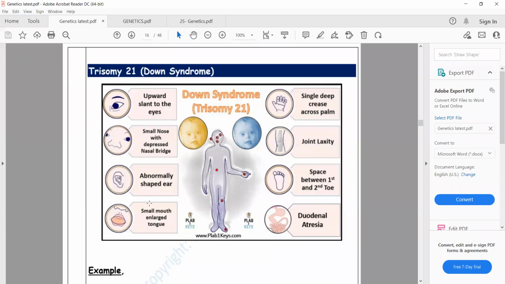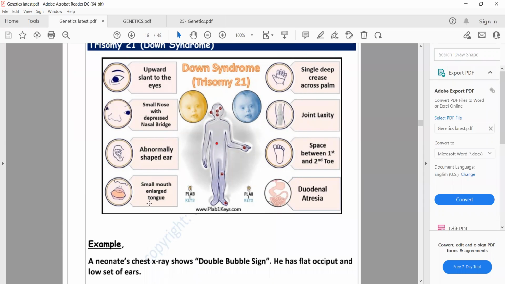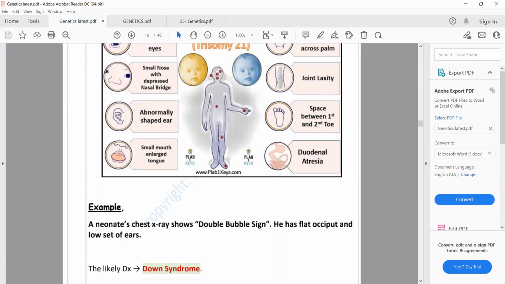Now, the other abnormalities that can be present in Down syndrome are a single deep crease across the palm, joint laxity, space between the first and second toe, and duodenal atresia. Whenever there is duodenal atresia, the double bubble sign will be present on X-ray. For example, a neonate's X-ray shows the double bubble sign. He has a flat occiput and low set ears. So someone with a double bubble sign and low set ears, your diagnosis will be Down syndrome or trisomy 21.